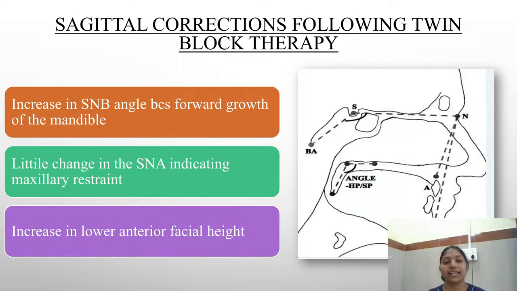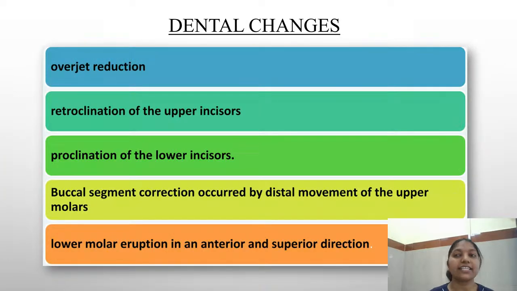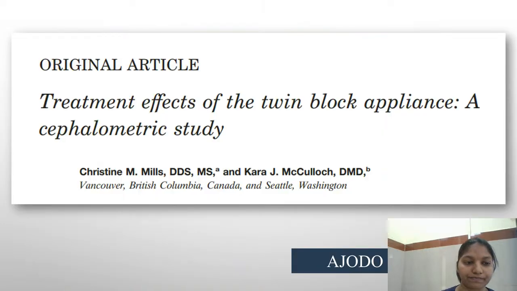These are the sagittal corrections following the twin block therapy. There is increase in the SNB angle because of the forward growth of the mandible, little change in the SNA, and increase in the lower anterior facial height. Dental changes: it reduces overjet, retroclination of the upper incisors, proclination of the lower incisors, and lower molar eruption in the anterior and the superior direction.